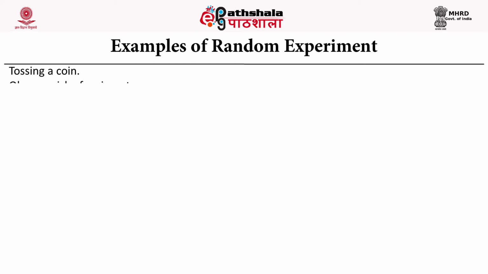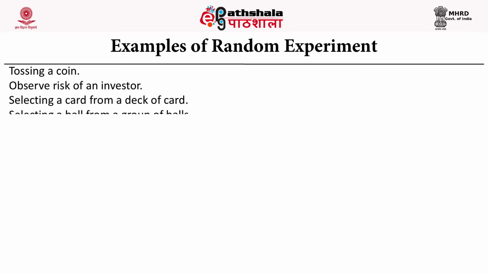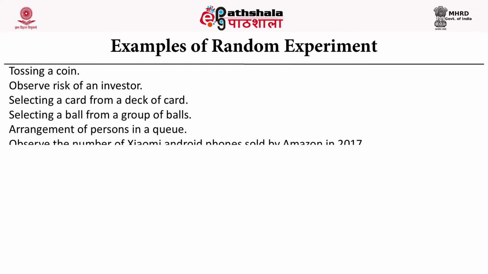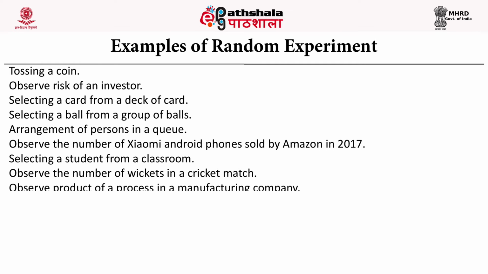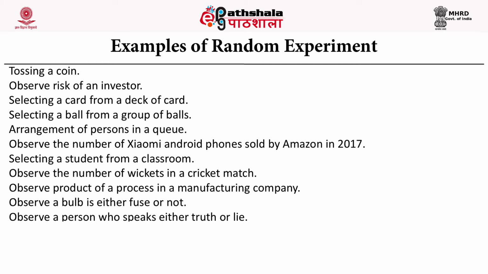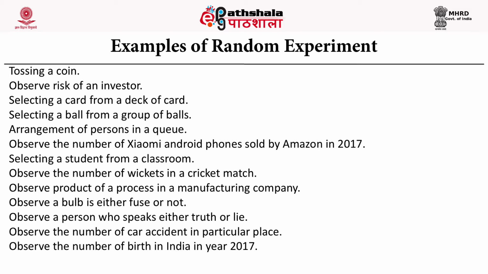Some examples of random experiments are tossing a coin, observing the risk of an investor, selecting a card from a deck of cards, selecting a ball from a group of balls, arrangement of persons in a queue, observing the number of Xiaomi Android phones sold by Amazon in 2017, selecting a student from a classroom, observing the number of wickets in a cricket team, observing the product of a process in a manufacturing company, observing whether a bulb is either fused or not, observing whether a person speaks either truth or lie, observing the number of car accidents in a particular place, observing the number of births in India in the year 2017, and at last, we consider the example of share market prices.